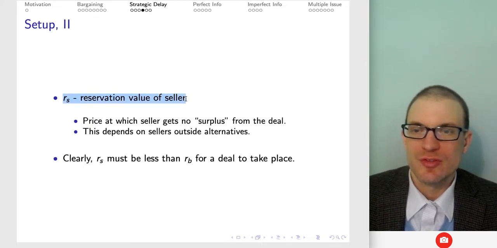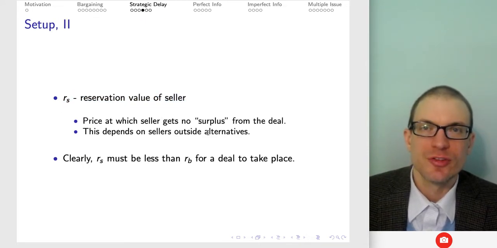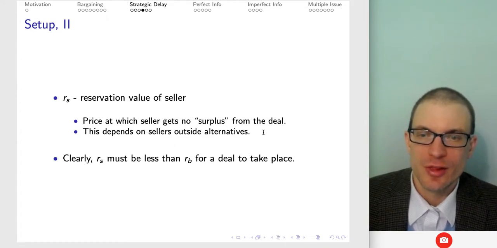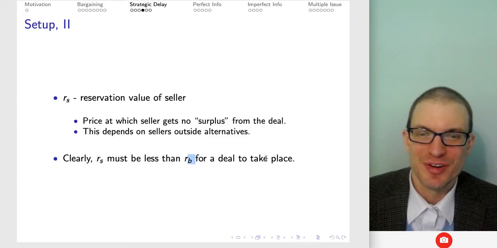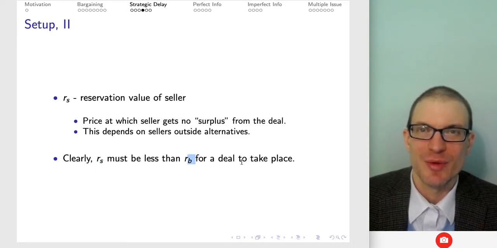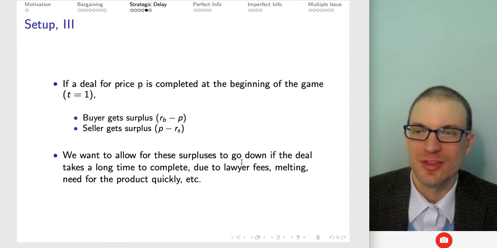RS is the reservation value of the seller. This is the price at which the seller gets no surplus from the deal, and it depends on the seller's outside alternatives. Obviously, RS must be less than RB for a deal to take place. Buyers must have a higher valuation than sellers' costs for there to be gains to trade.